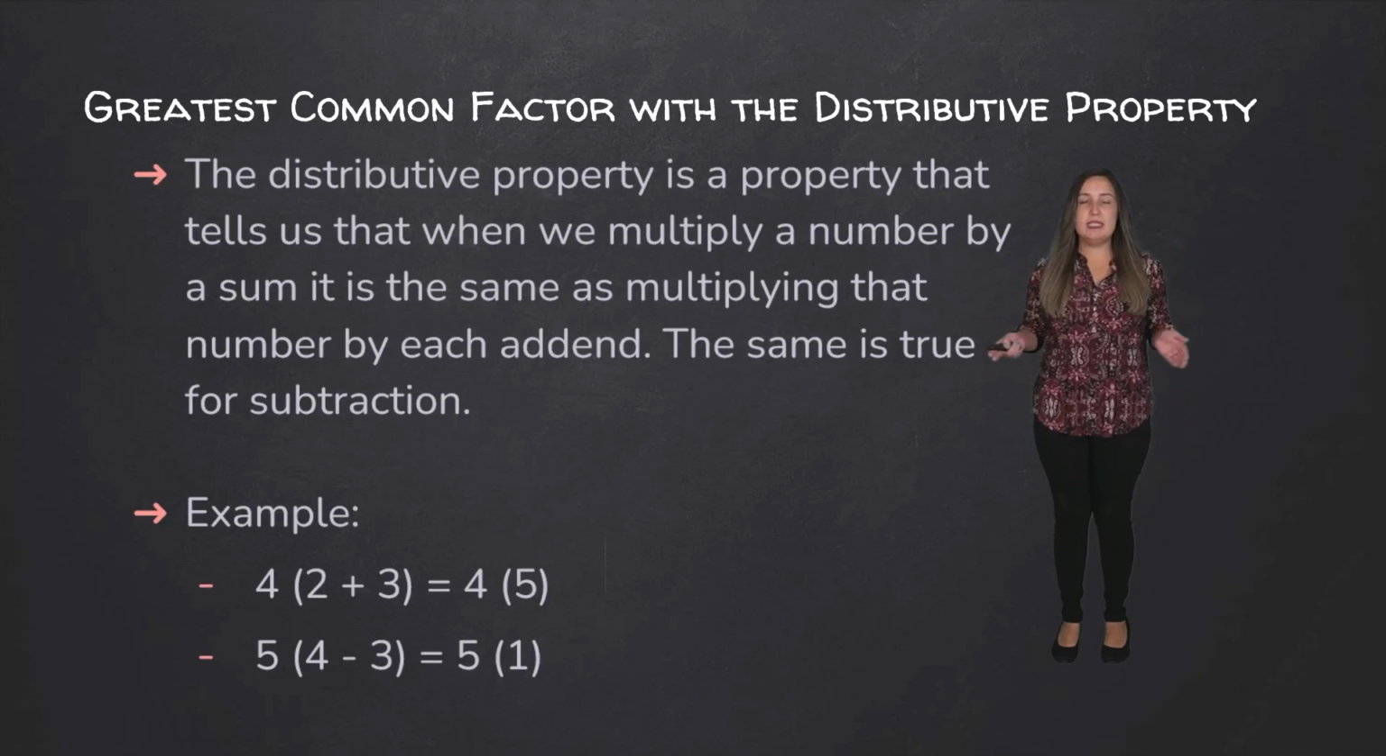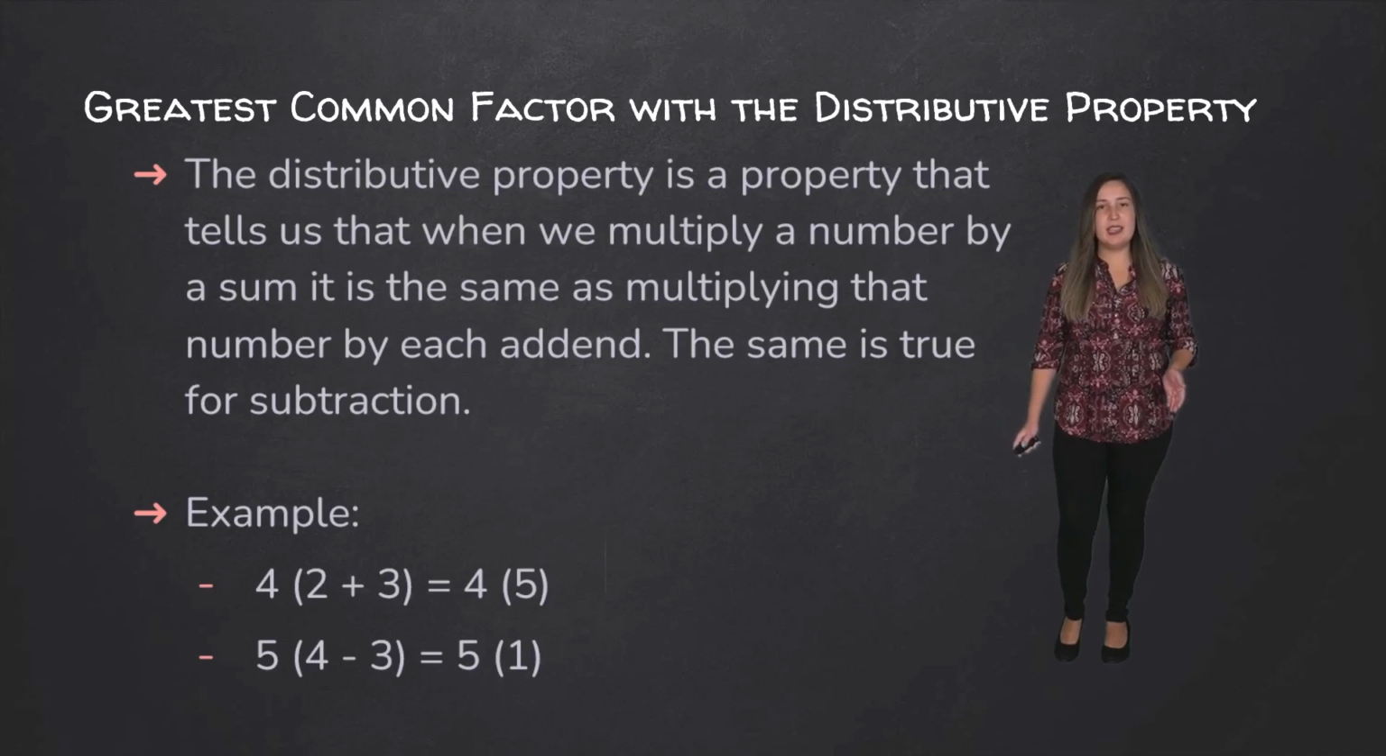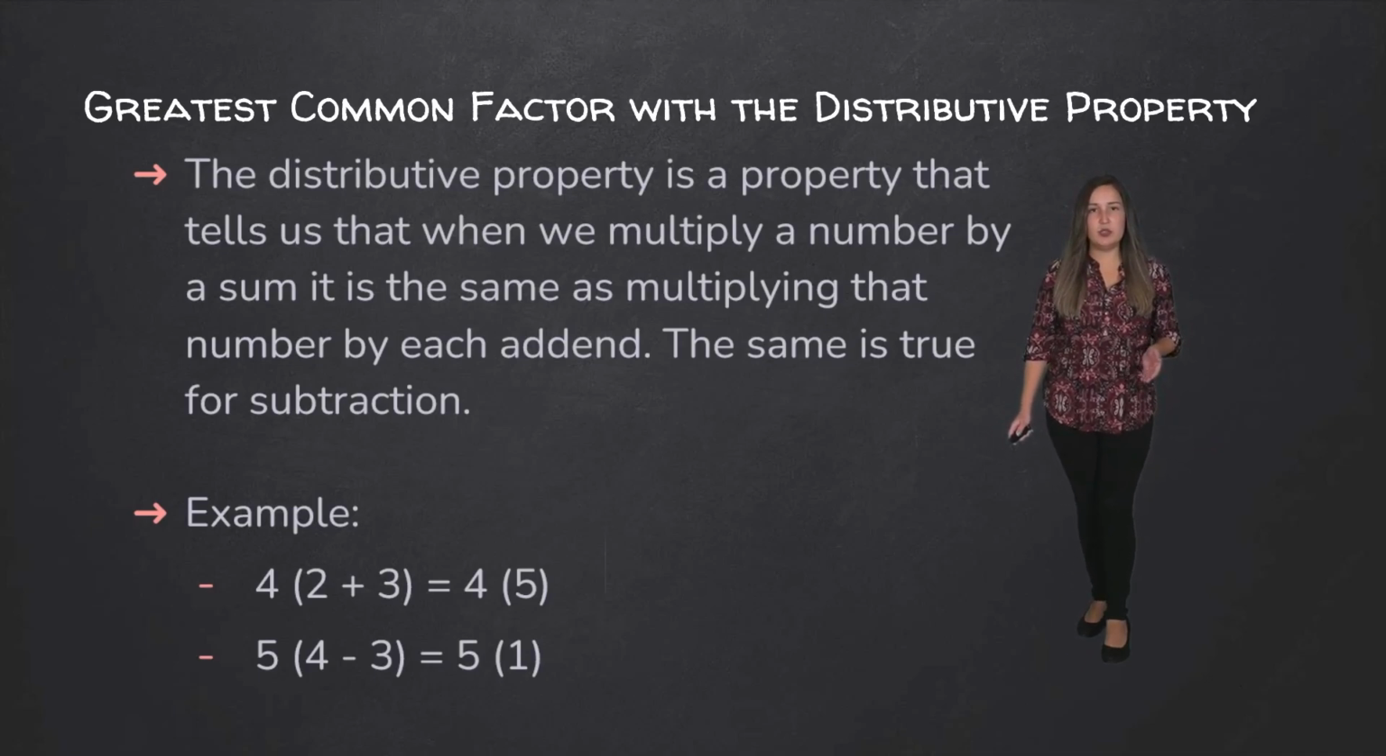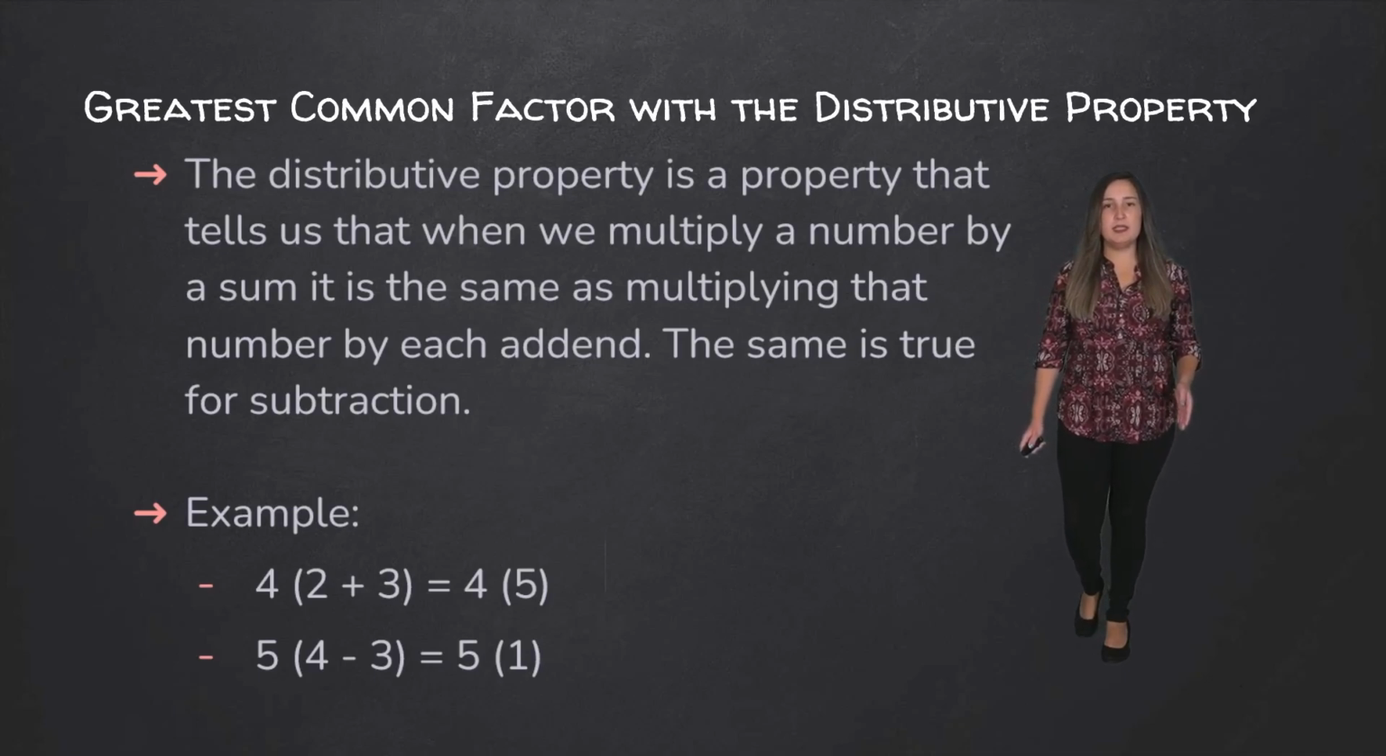The parentheses means multiplication. So 4 times 2 plus 3 is the same thing as 4 times 5 because 2 plus 3 is equal to 5. And 5 times 4 minus 3 is the same thing as 5 times 1 because 4 minus 3 is equal to 1.